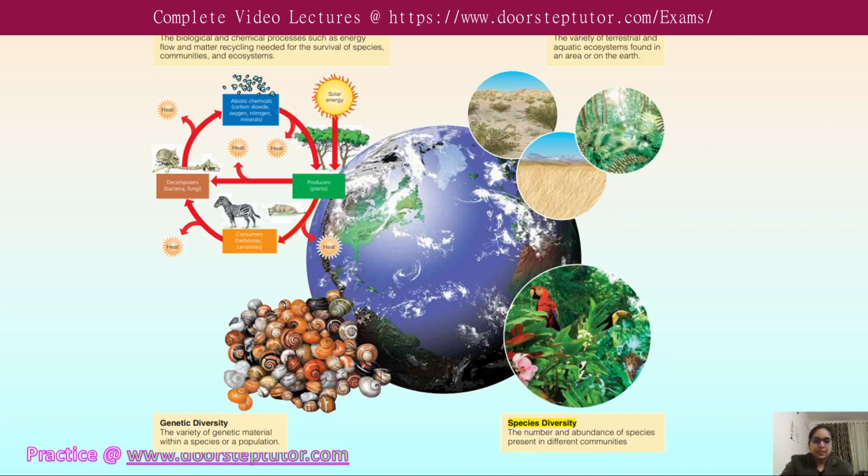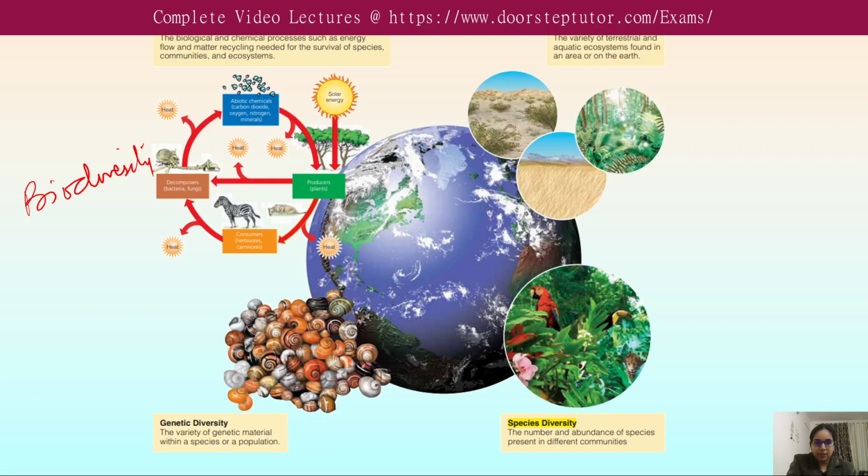Basically, it represents the biodiversity which we all know. This picture represents the biodiversity, in which there are four different diversities: functional diversity, ecological diversity, species diversity, and genetic diversity. This lecture is all about species diversity only. So let's discuss some more important points of this biodiversity picture.